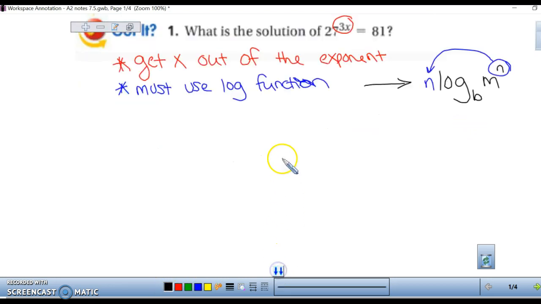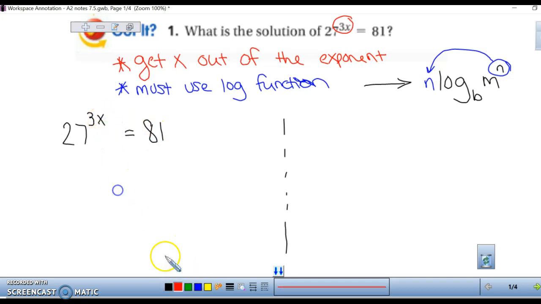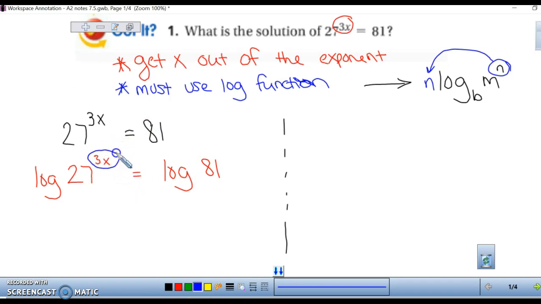So I'm going to do this two different ways because it doesn't matter what log you use, but one could be easier than the other one. So the first thing I'm going to do is just use log base 10 to get x out of the exponent. So what you're going to do is log both sides. Whatever you do to one side, you do to the other. Because we have the log and there's an exponent in our log, that's going to drop it down in front.